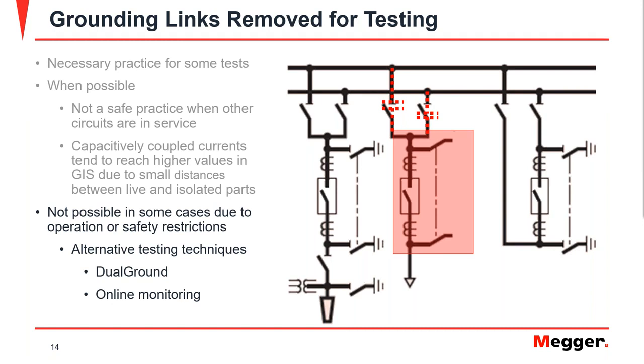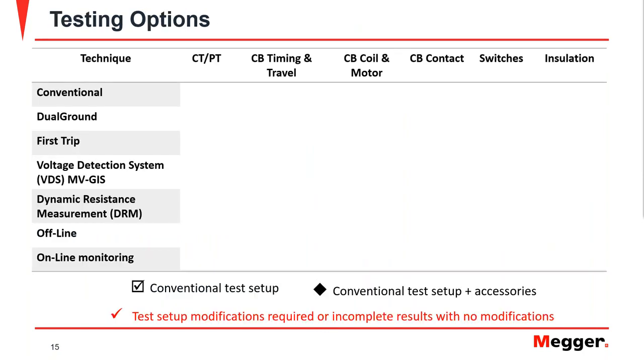Removing the links may not be possible in some cases because of operating conditions or safety restrictions. So you have to look for alternative testing techniques for some of the elements that you want to test. Some manufacturers are already offering online monitoring, for example for the breaker test. It will measure the timing and the travel of the breaker every time that you operate the breaker. This is an accessory, might be expensive, and you may not have it in your substation. So you need to look for other techniques. One common technique is the dual ground technique, and that's one of the things we are going to be talking about here also.